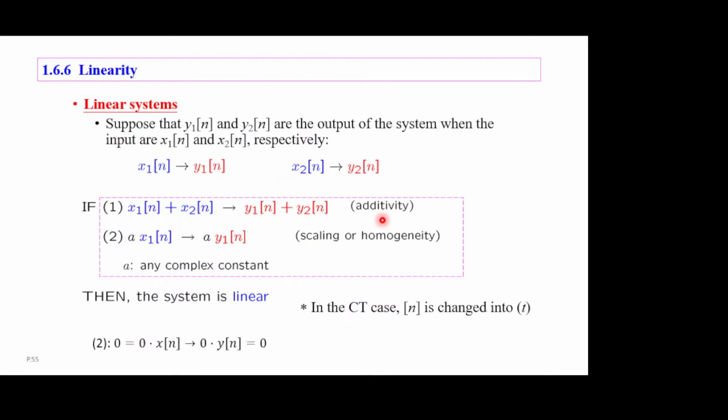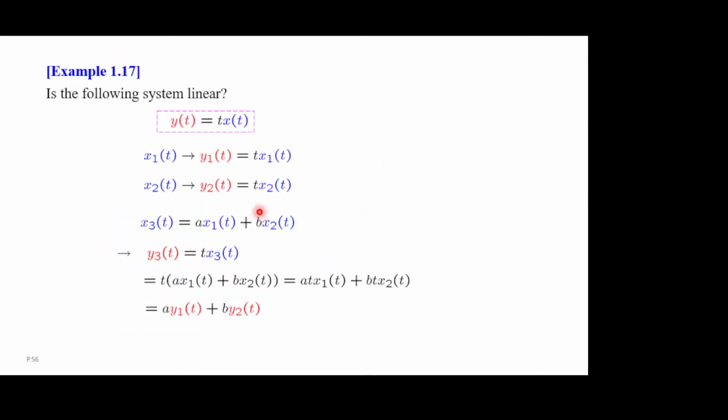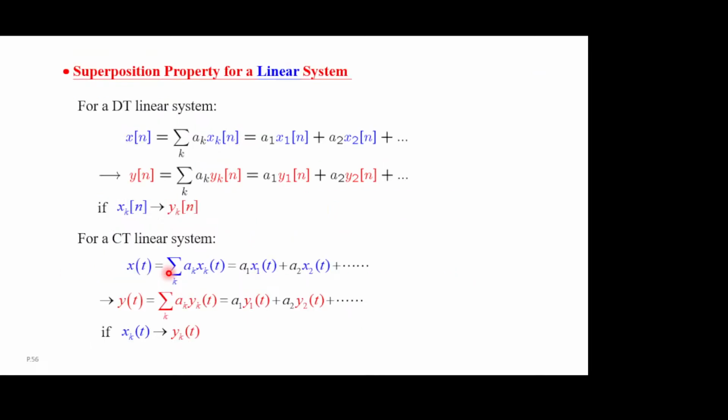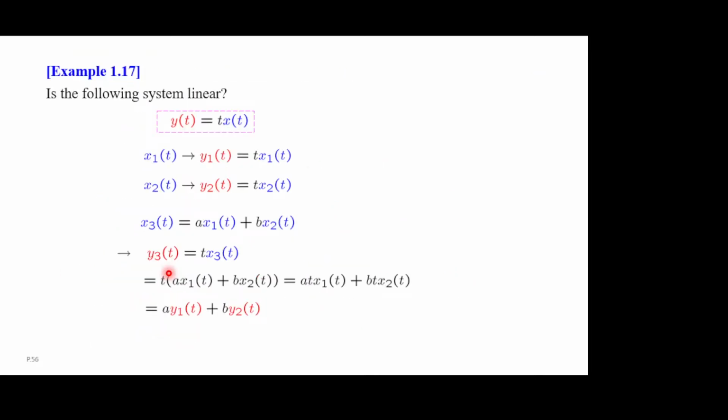Satisfy the additivity, because you can put a = b = 1, then x1 plus x2 goes to y1 plus y2. And if you put b equal to 0, then you have a x1 goes to a y1. So we've checked both of these properties. Okay, and anyway, that's the checking you can do.